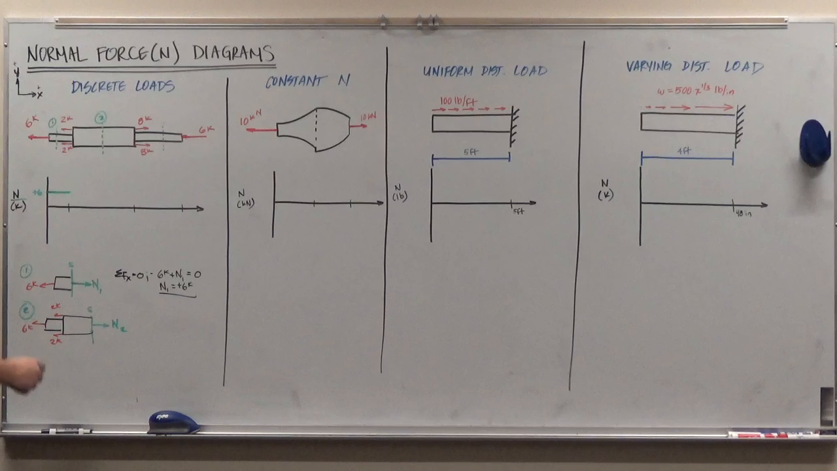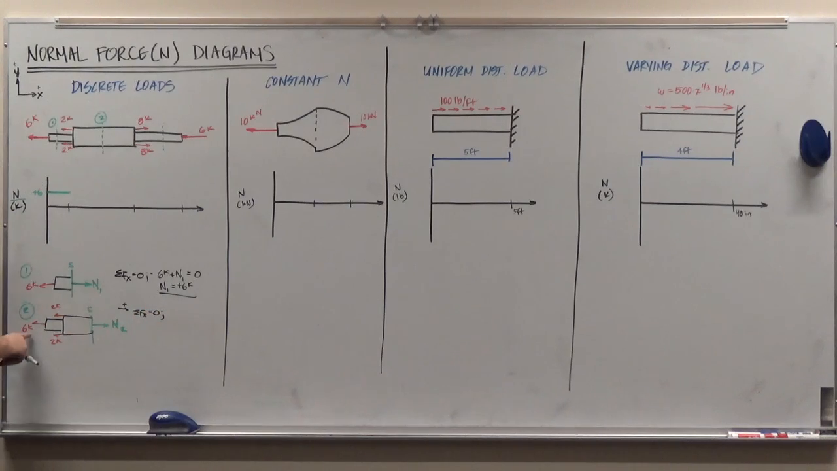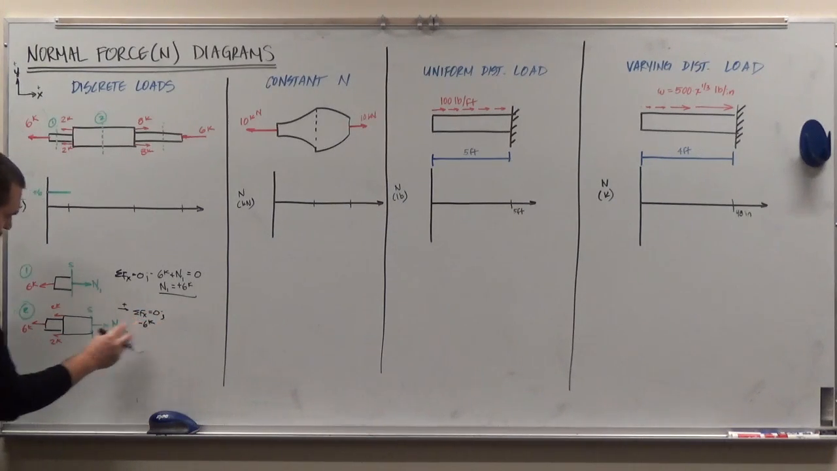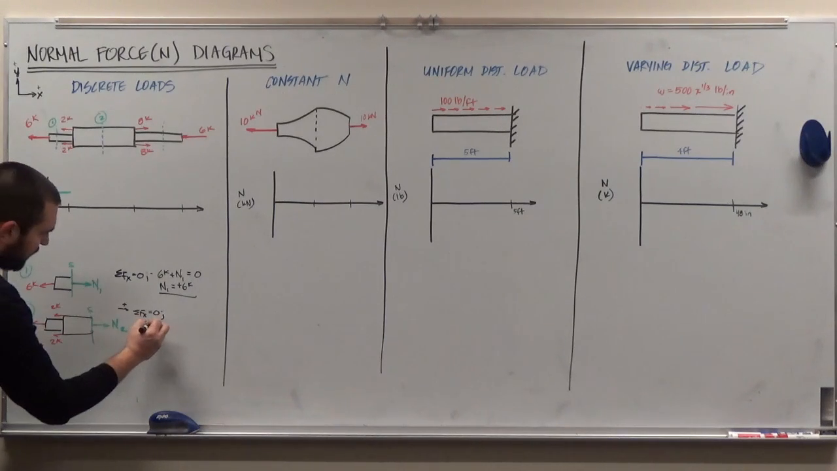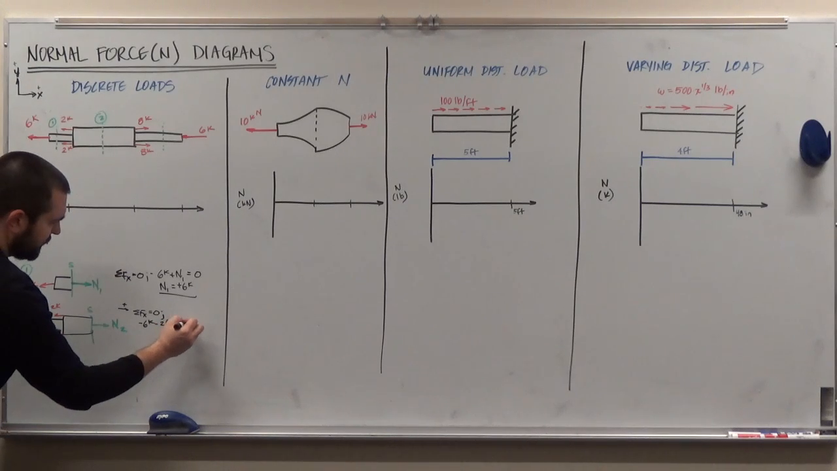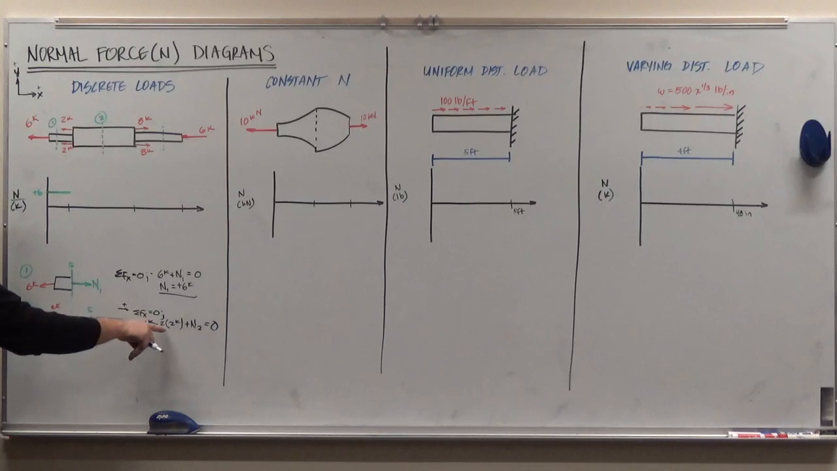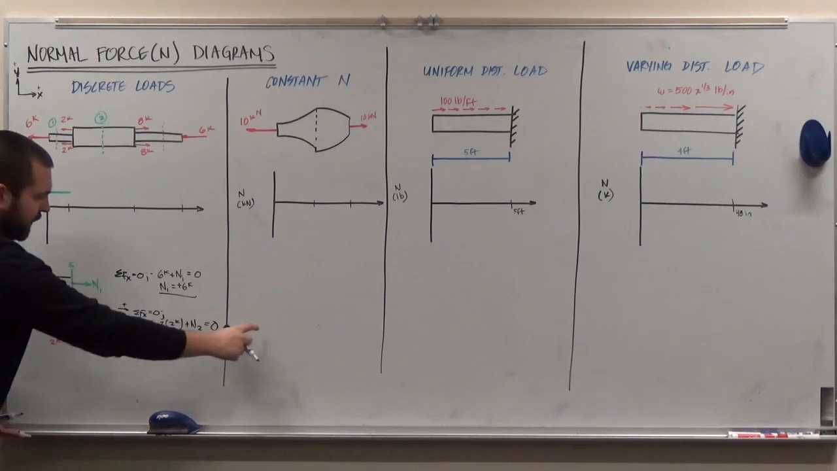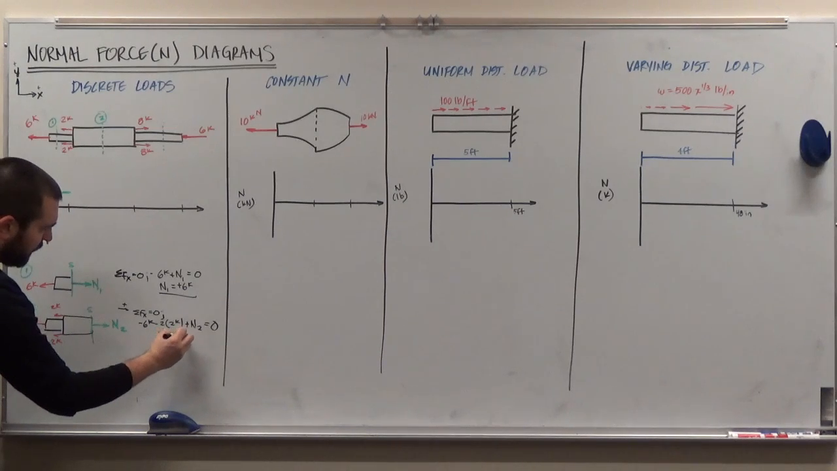All right, now when I sum my forces in the x direction equal to 0, I will get minus 6 kips, minus 2 kips, minus 2 kips because both of these are pointed to the left. So minus 2 times 2 kips, which is just 4 kips, plus the normal force in section 2 is equal to 0. So minus 6 minus 4 is negative 10. I move that to the other side as positive 10. And I get that the normal force in section 2 is equal to positive 10 kips.